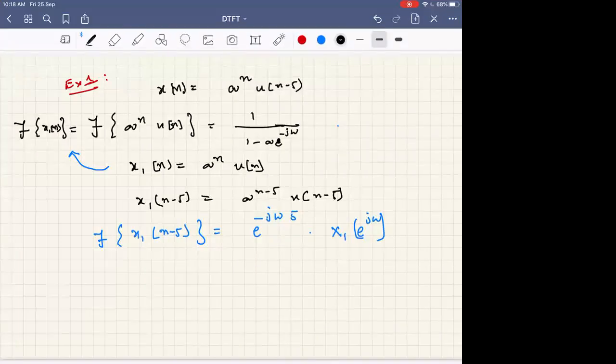So using the shifting property, we can write like this. Now substituting this.